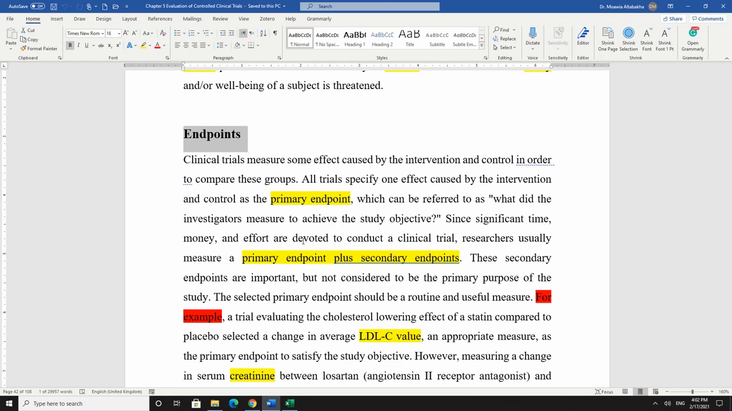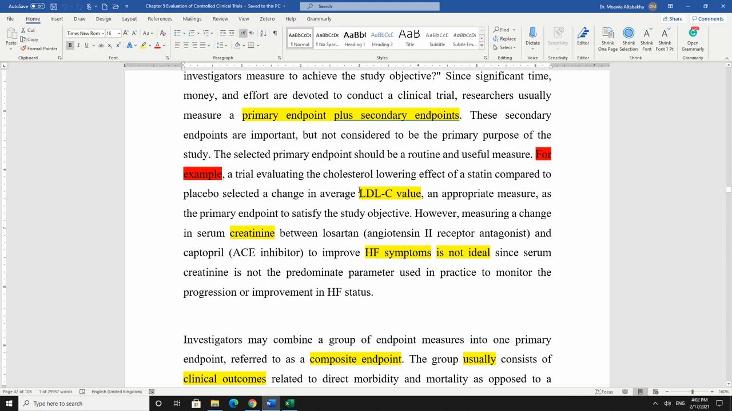You need to measure other things that may be necessary, and we will call them secondary endpoints. And those that will not answer directly the main question of the clinical trial, we will call them secondary endpoints. مثلا, as I told you, in cholesterol level, your endpoint will be the value of cholesterol level. Okay, if you are trying to see the effect on heart failure, okay, I cannot choose creatinine, for example, as endpoint.